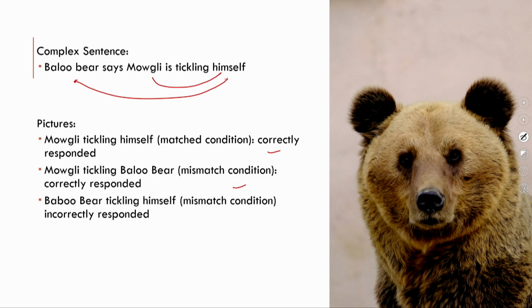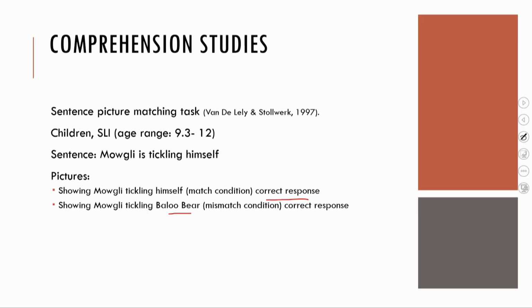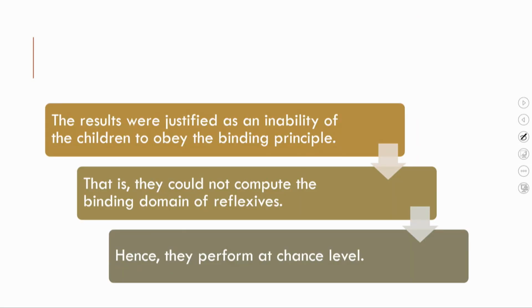So, this particular study showed that they have a problem in this domain, which is sentence picture matching in the case of complex sentences. The results were explained as an inability of the children to obey the binding principle; that is, they could not compute the binding domain of the reflexive, hence the performance was at a chance level.